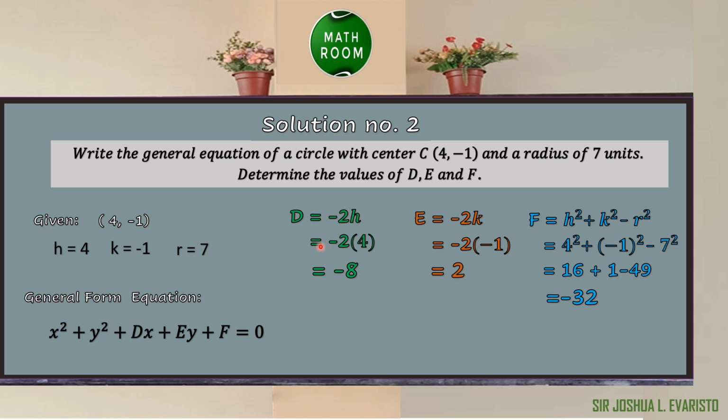After we determine the values of d, e, and f, we can now substitute them in the general form equation of a circle. So the general equation of a circle is x squared plus y squared minus 8x plus 2y minus 32 is equal to 0.